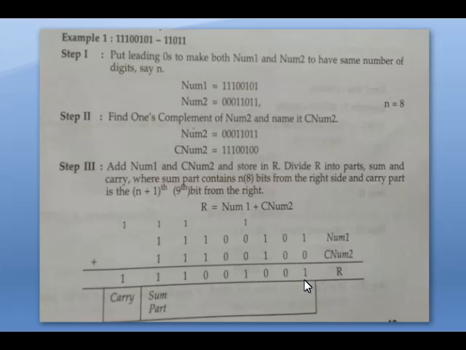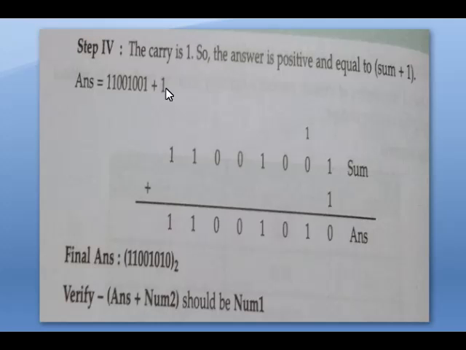Count the number of digits in the answer. 1, 2, 3, 4, 5, 6, 7, 8, 9. So the ninth digit is called the carry. If the carry is 1, it means the answer is positive. Here you will see the carry is 1. So the answer is positive and equal to sum plus 1.